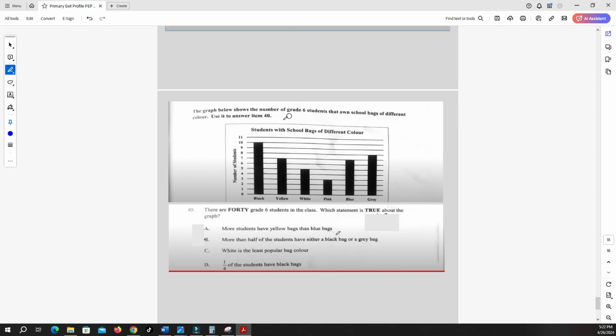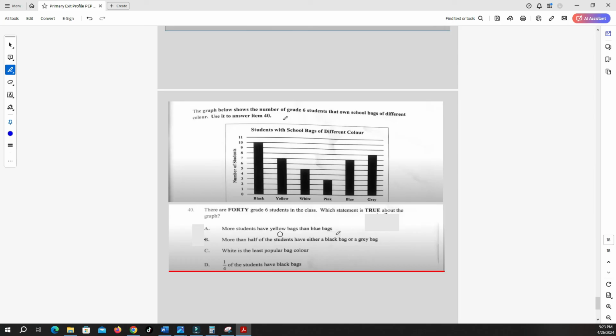Alright, the graph below shows the number of grade 6 students that own school bags of different colors. Use it to answer item 40. Over here you have the y-axis, and here you have the x-axis. The y-axis is representing the amount, and the x-axis is representing the different color bags. So there are 40 grade 6 students in the class. 40? No, this only stops at 10. Well, this is the number of students. Well, let's look at this.